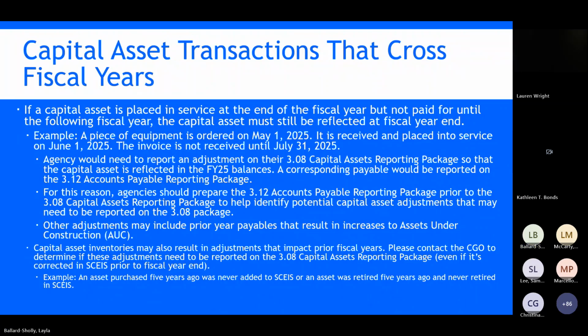I think I stopped at the example. So like I said, you couldn't pay it until July, but it was actually a capital asset in June.